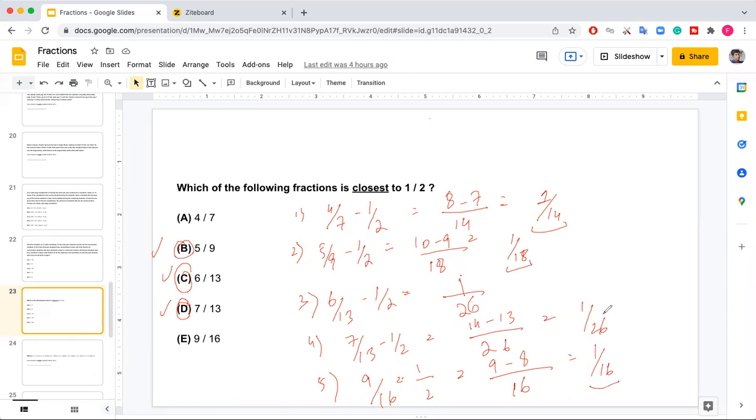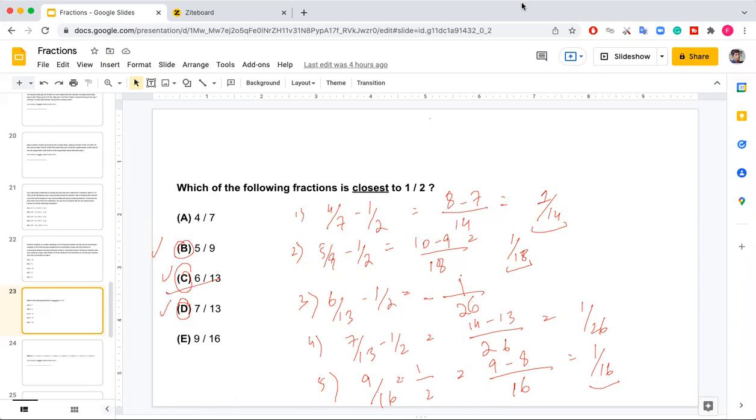So which of the following is the lowest value? Both are the lowest now, that's why C and D. 6/13 minus 1/2 is 1/26, and 7/13 minus 1/2 is also 1/26. Okay, so I think I just put this value wrong. So for this question, it should be C and D both, right? Yes.